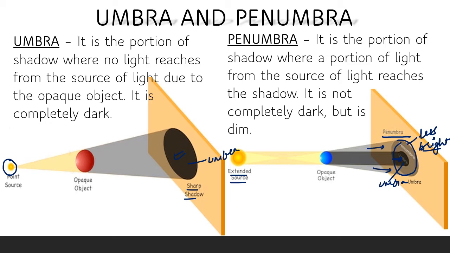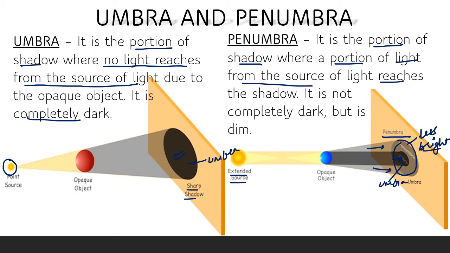Thus, umbra is that portion of the shadow where no light reaches from the source of light. It is completely dark, while penumbra is the portion of the shadow where a portion of light from the source reaches the shadow. It is not completely dark but less bright.